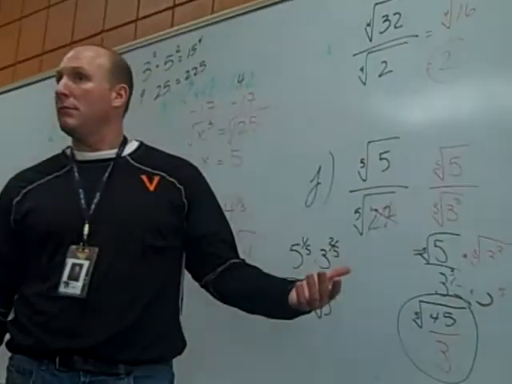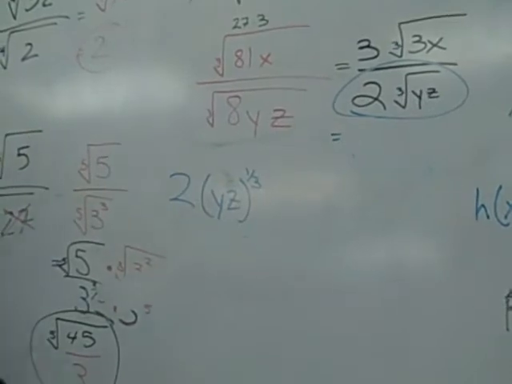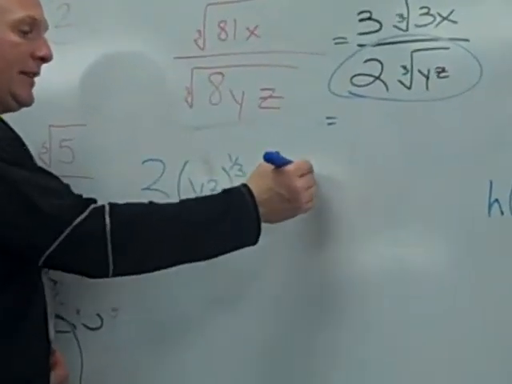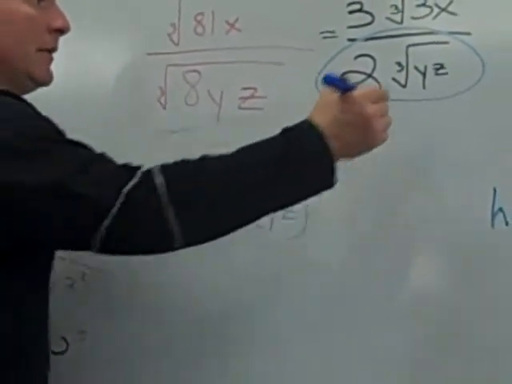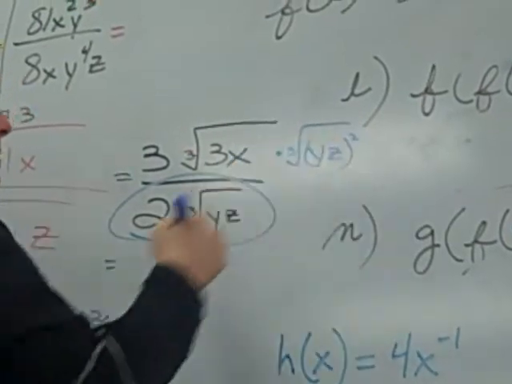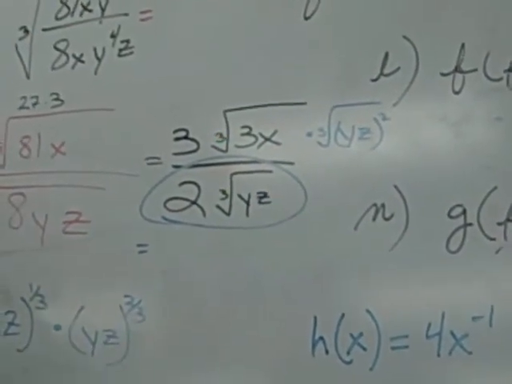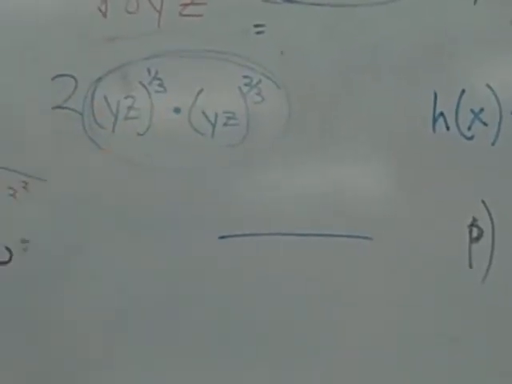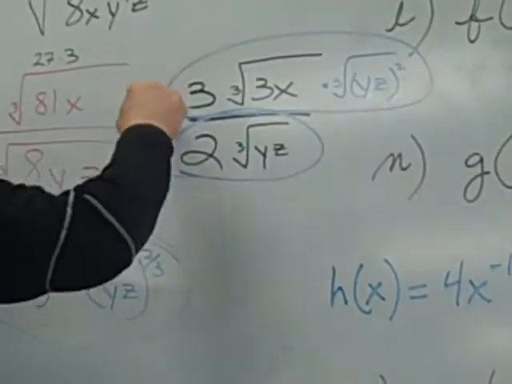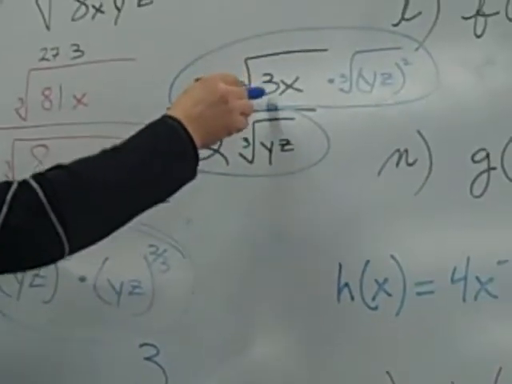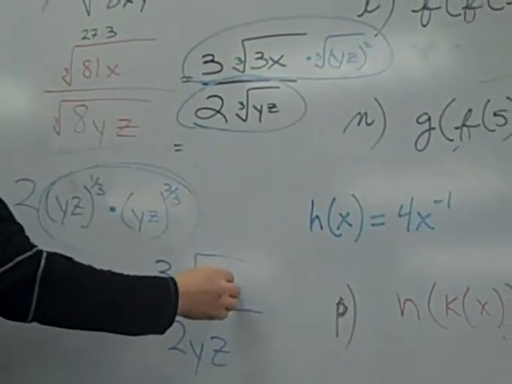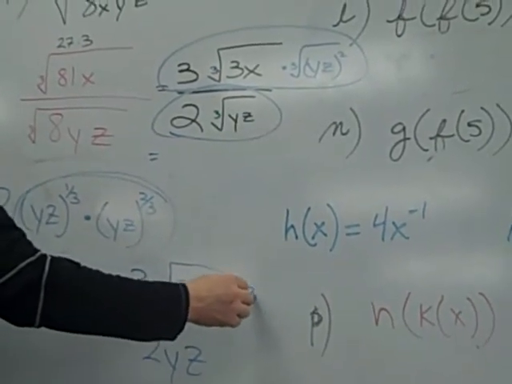Is that okay? What do I have to multiply to get rid of this fractional exponent? YZ to the what? 2/3. What you do to the bottom, you do to the top. So, this gives me what? YZ. I still have my 2. So on the bottom, 2YZ. Here's my top. I'm going to have a 3. Cube root. 3. How many x's? How many y's? How many z's? Because they're both squared.